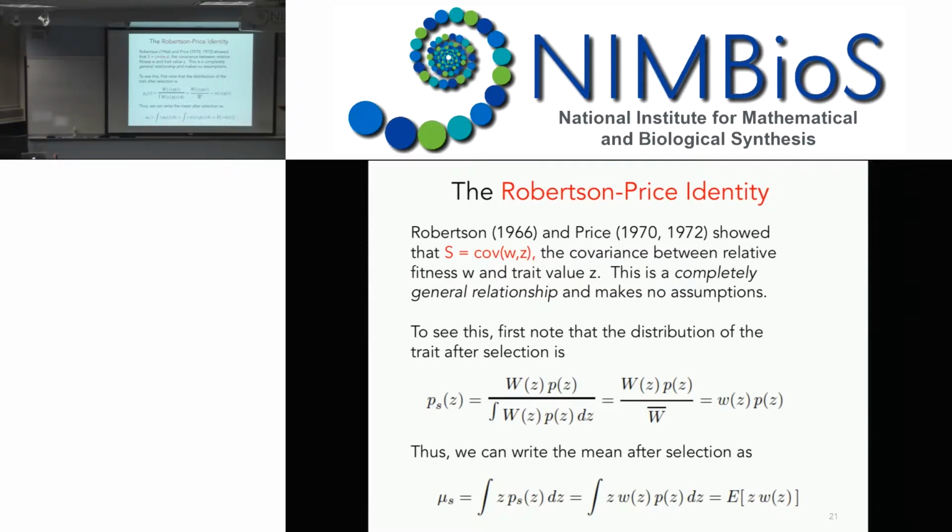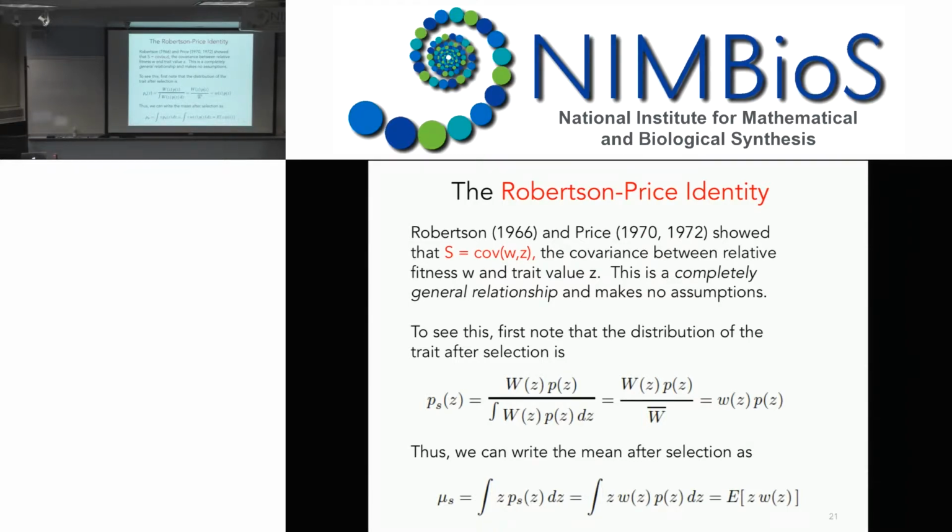Anyhow, they basically showed that the within-generation change can, completely generally, simply be written as the covariance between relative fitness and trait value. The reason this is nice is you can take very elaborate systems where it's not clear how you weight things to get a within-generation change. If you know relative fitnesses and phenotypes, that gives it to you right away. This is a special case of the Price equation.